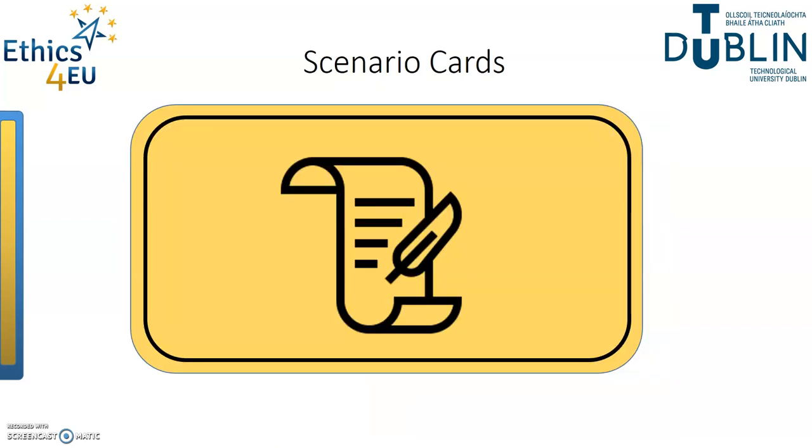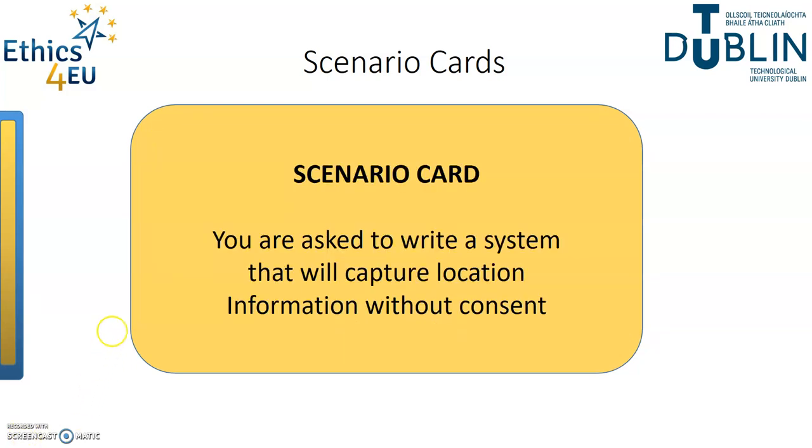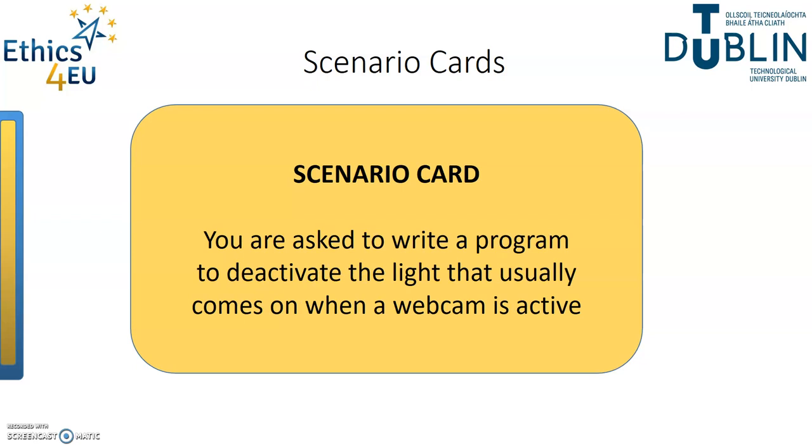Ultimately, what we ended up doing is using Monopoly Chance and Community Chest style cards. A scenario has a scroll on the back of it, and you're given scenarios to see what you would do in them. For example, you're asked to write a system that will capture somebody's location without their consent. Do you do it or not? You're asked to write a program to deactivate the light that usually comes on when a webcam is active. So, scenarios like this that in somebody's working life they might be asked to do.